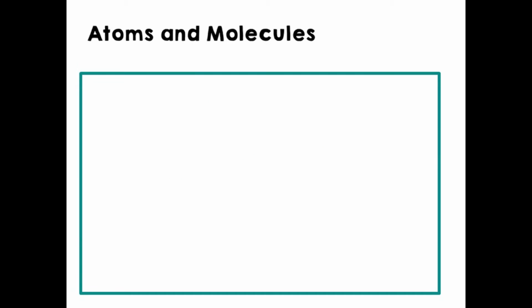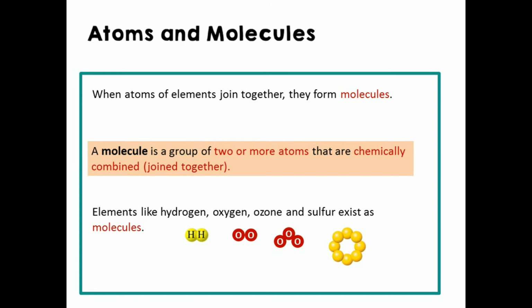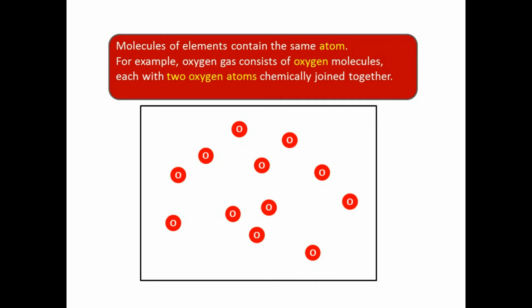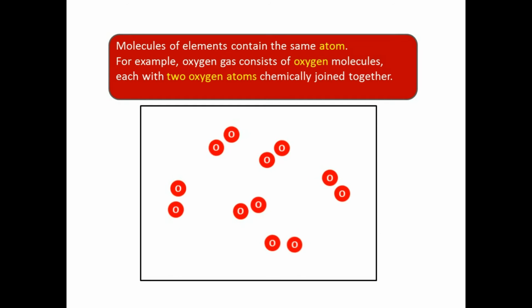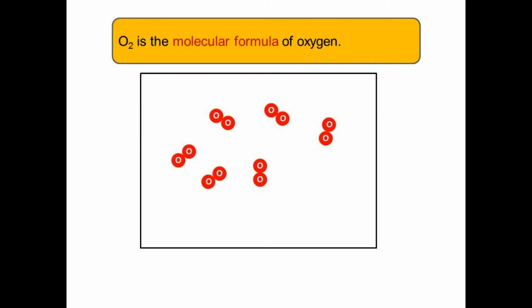What happens when atoms of elements join together? When atoms of elements join together, they form molecules. A molecule is a group of two or more atoms that are chemically combined. Elements like hydrogen, oxygen, ozone, and sulfur exist as molecules. Molecules of elements contain the same atom. For example, oxygen gas consists of oxygen molecules, each with 2 oxygen atoms chemically joined together.